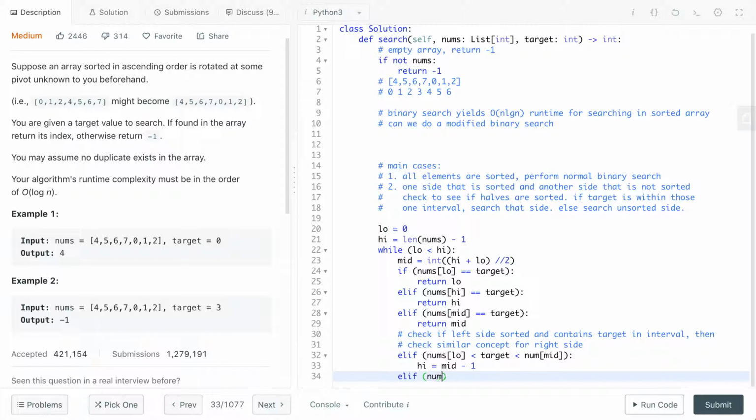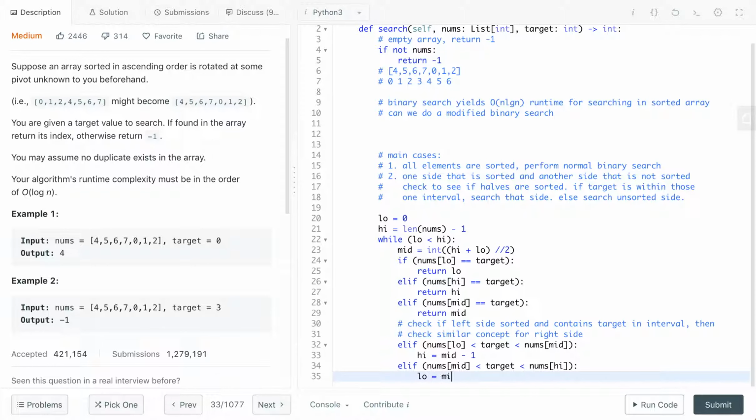And then we do the same thing for the right side. All right, so let's make sure that this is matching. So it's nums on top, so let's not do num. And low equals mid plus 1 to search for the right.